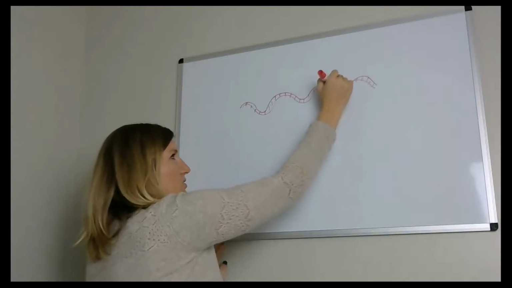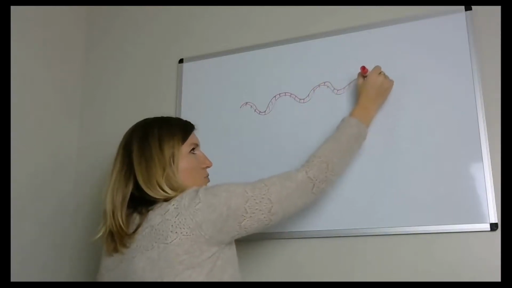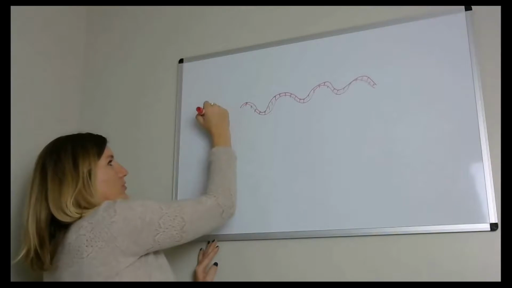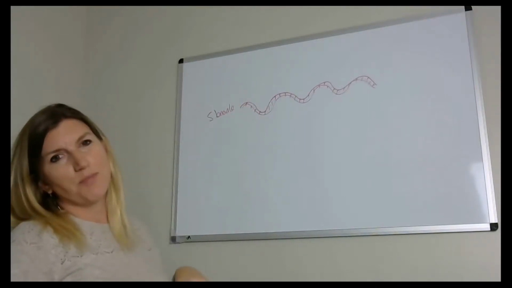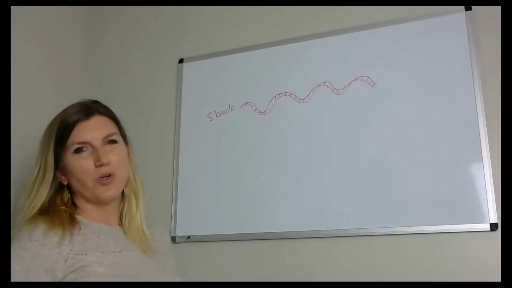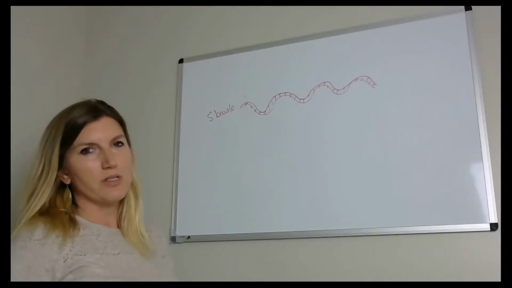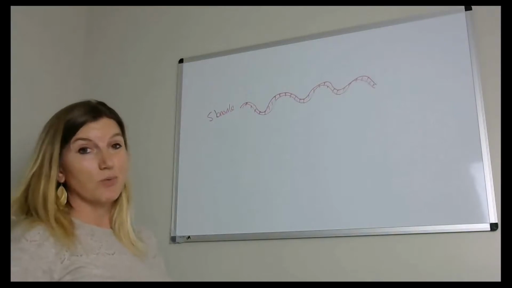So this is the stratum basale. This is that germinative layer. This is where all the new growth is going to come from. And a lot of times the layers will just be abbreviated, like S basale, like that. I hope that this doesn't show up backwards for you. It shows up backwards here, is what it is.